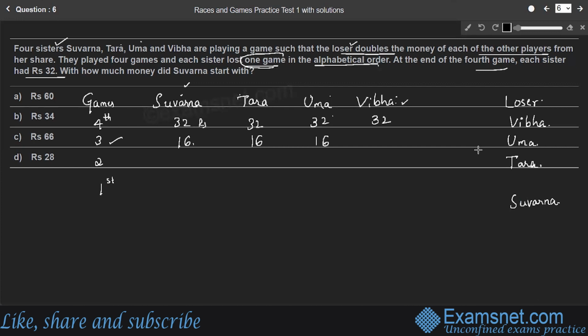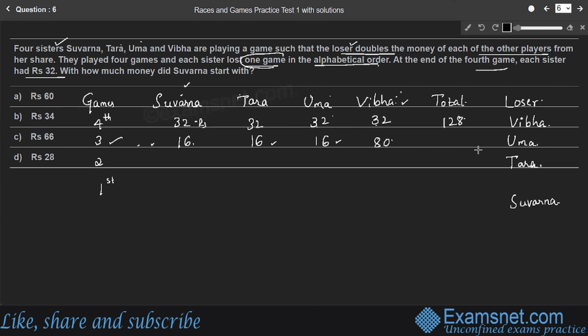And the total money with them was, so we'll consider the total. So 32 plus 32 plus 32 plus 32, it becomes 128 rupees totally. So in the third game, 16 rupees with Suvarna, Tara and Uma, right? So 16 into 3, so 48. So 128 minus 48 gives 80 rupees with Vibha, right? So by the end of third game, 80 rupees was with Vibha, right?